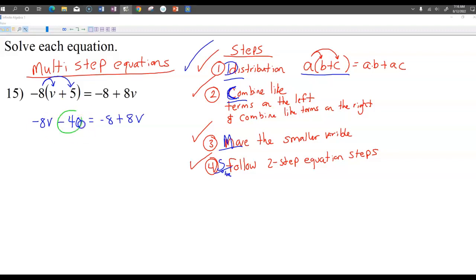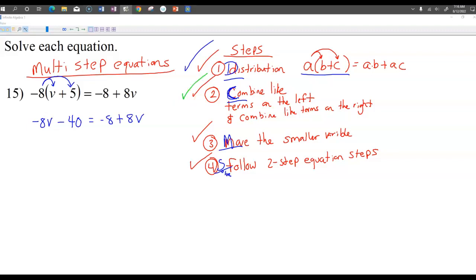I also have a 40, but that's just a number, and I don't have any numbers to combine it with that don't have a variable. So these are not like terms, and I cannot combine them. So we're done with that. And the same thing is happening over here on the right. There's no like terms, so I can skip this step.